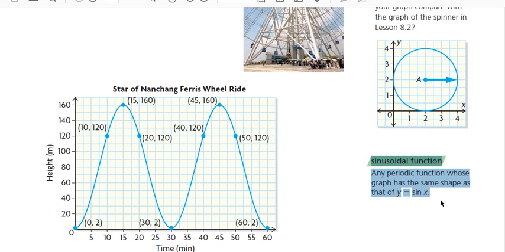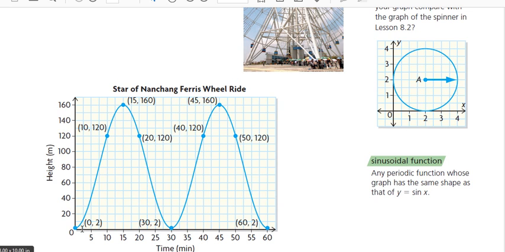If you want to write it down, you can. If you need it in your notes or want it in your notes, go ahead. But it is right there in the textbook. A sinusoidal function is any periodic function. So we talked about that last section. Something that repeats, right? It's a kind of regular repeated motion.